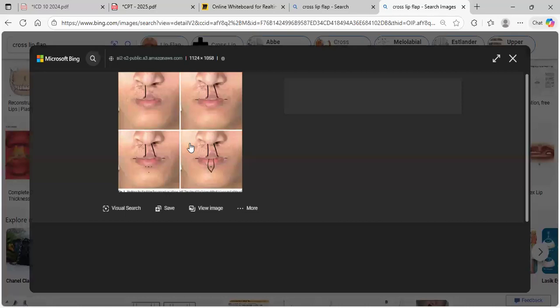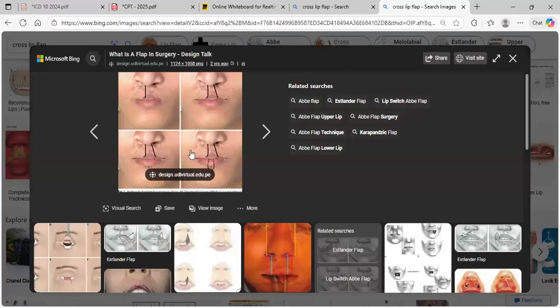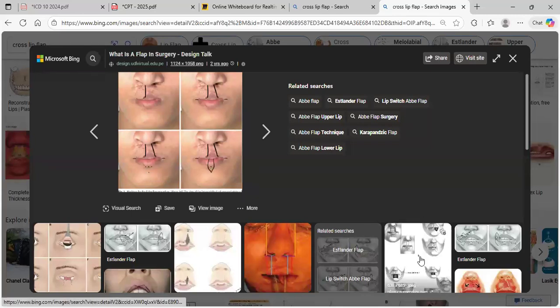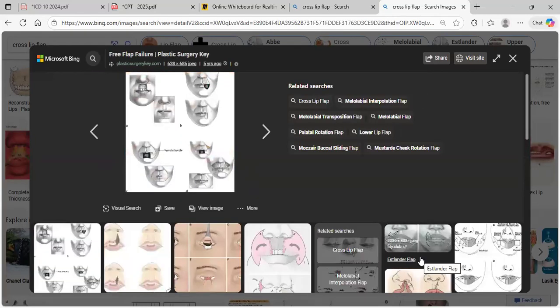Okay. So what happens in the cross lip flap? We will pick the tissue from here, and after picking the tissue from here, we will place that here. That means we are not going to remove the blood supply of that tissue. We are just moving that tissue from another area so that we can give better cosmetic outcomes or better function of that area.